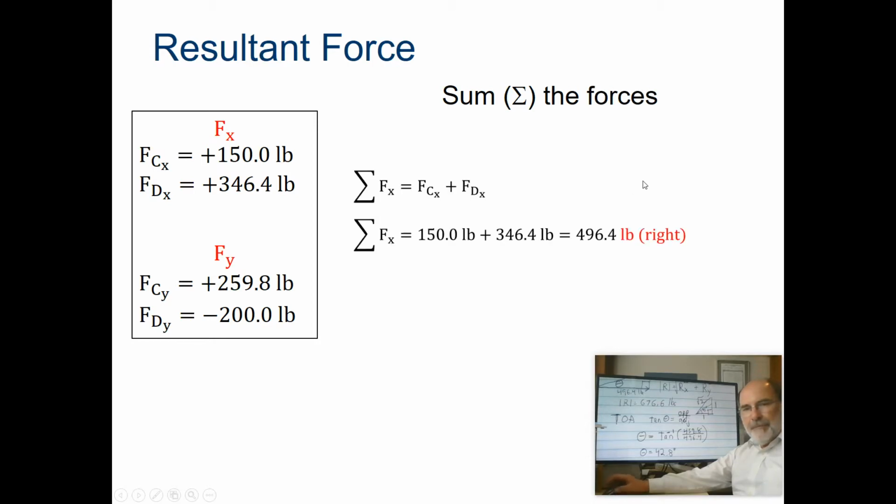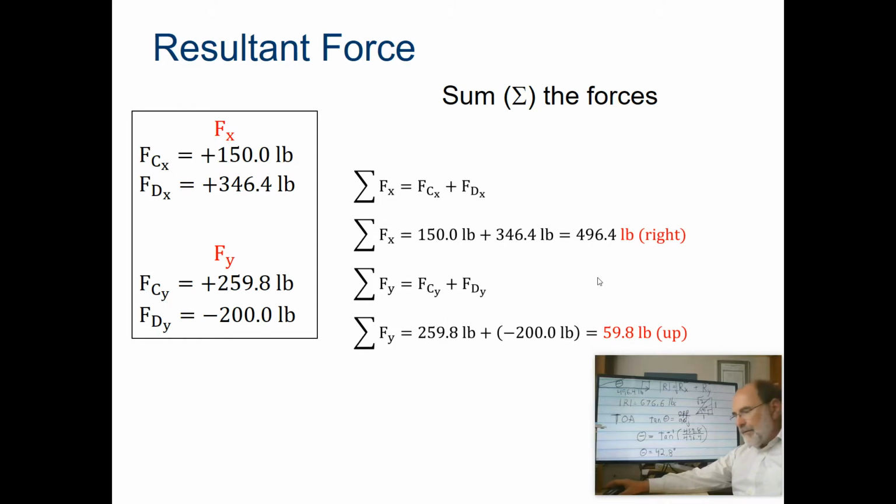Beep, beep, beep. The result is a very strong force off to the right because they're both pulling to the right, and a much smaller force in the upward direction, meaning I goofed on my work. Oh my goodness. I'm not going to reshoot this video. Instead, I'm going to point out to you that I did not take into account that it is negative 200 pounds in the y direction on my work.